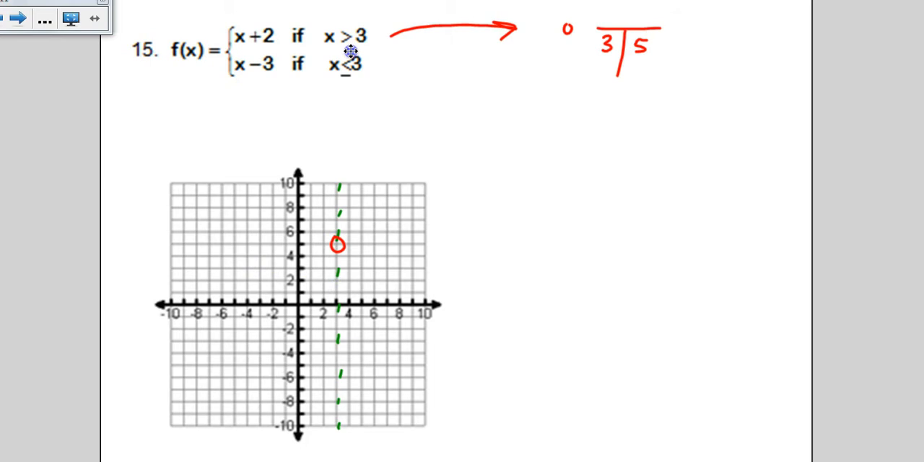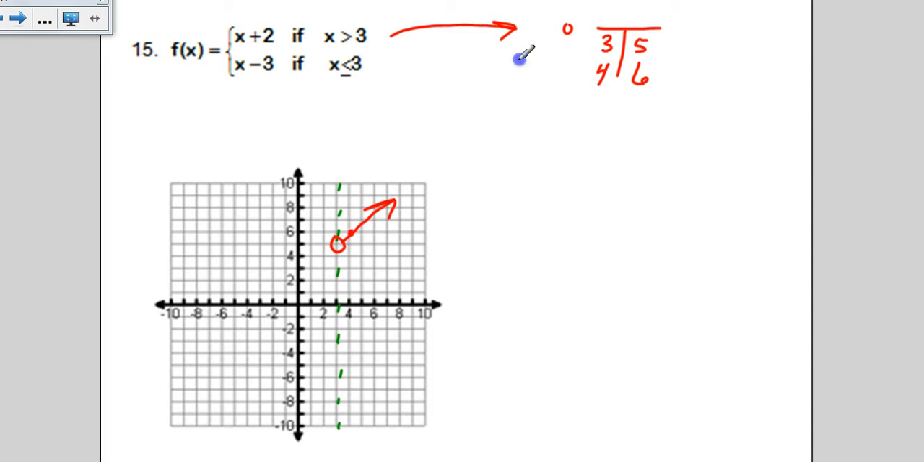Now I need to pick numbers carefully. This time it says greater than 3. So a number greater than 3 would be a 4. So if I plug in a 4, 4 plus 2 gives me a 6. So at 4, 6 is my next point. And I'm just going to do my best to connect those. So notice this time the top function branched off to the right. Sometimes they switch it up on you.